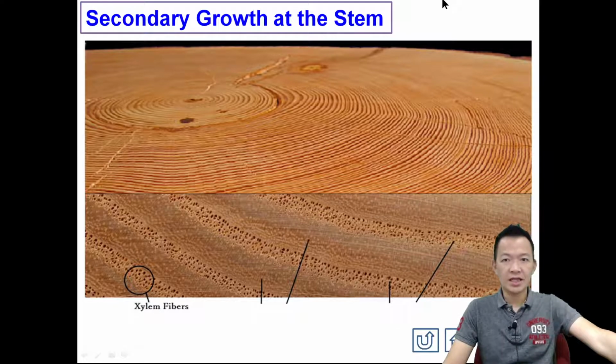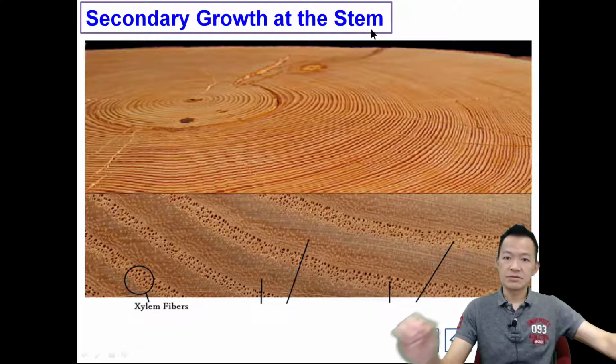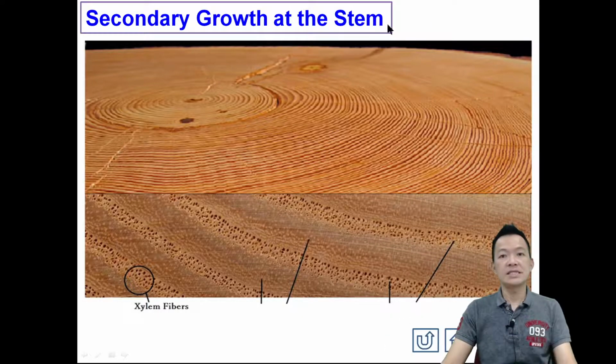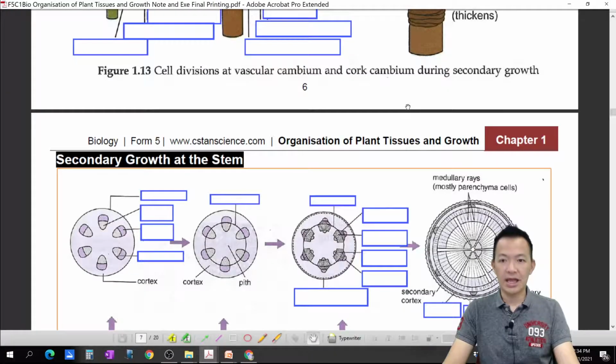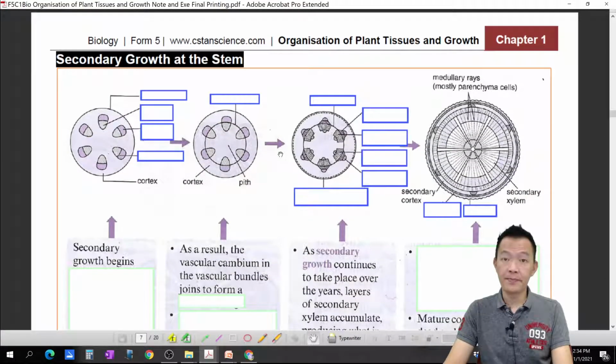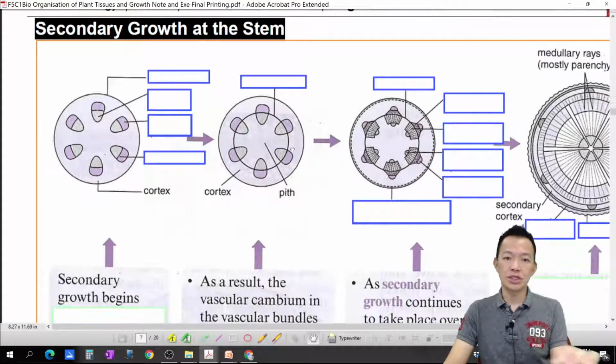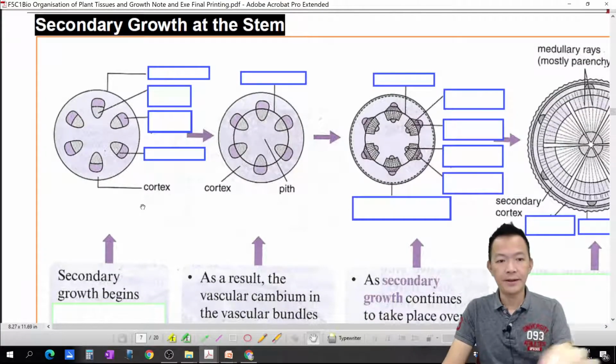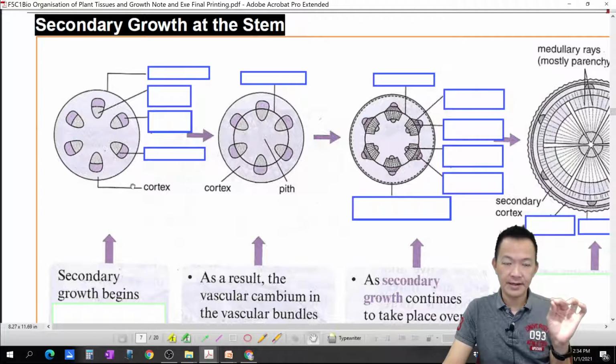A very important title. The most important title for this Chapter 1 for the exam, it is the most important: secondary growth at the stems. 树干茎它怎样进行 secondary growth to increase the diameter of the stem, 给它的 diameter 变得更大. So turn to page number 7 first. 转去第7面先, follow me. Okay, secondary growth at the stems. 茎怎样继续的成长进行 secondary growth.